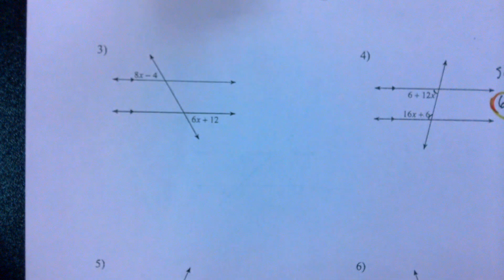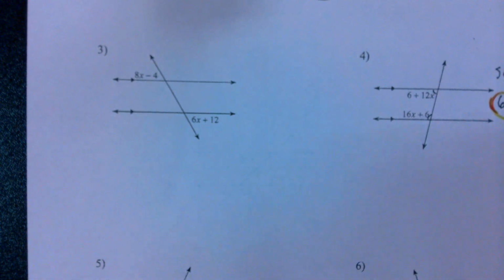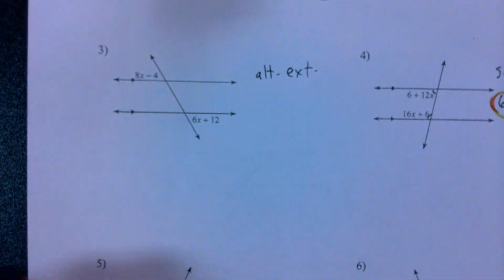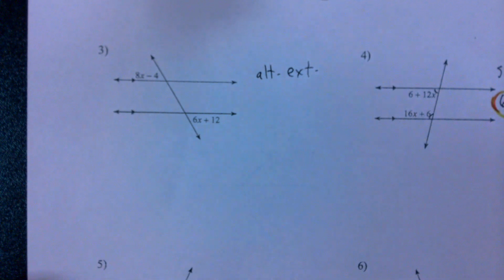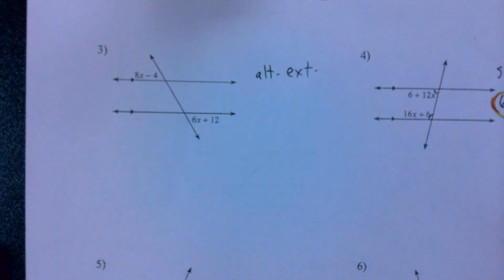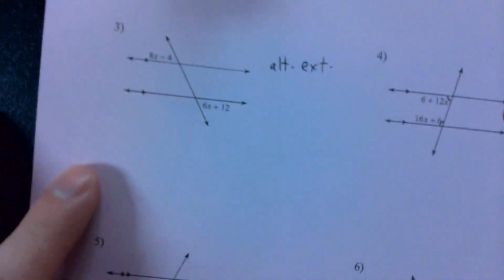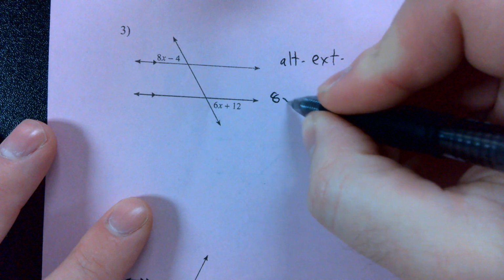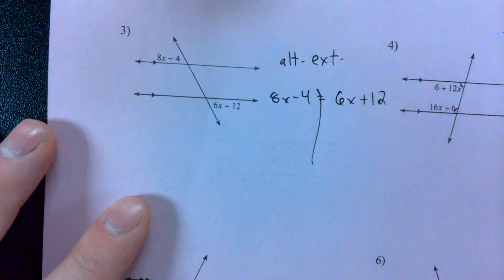Down to number 3, what's the relationship that we see here? Good, alternate exterior angles. We're going to get some practice with identifying what these angle relationships are today. So hopefully by the end of today, we'll be nice and quick with recognizing which is which. Now, alternate exterior angles are also congruent. This is not focused. There we go. So we can set 8x minus 4 equal to 6x plus 12, and then solve.